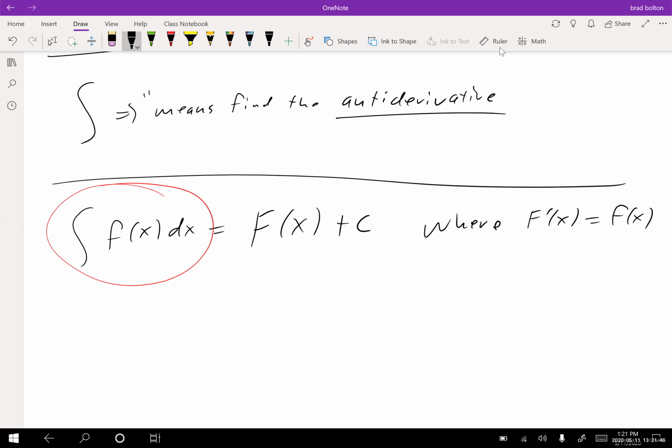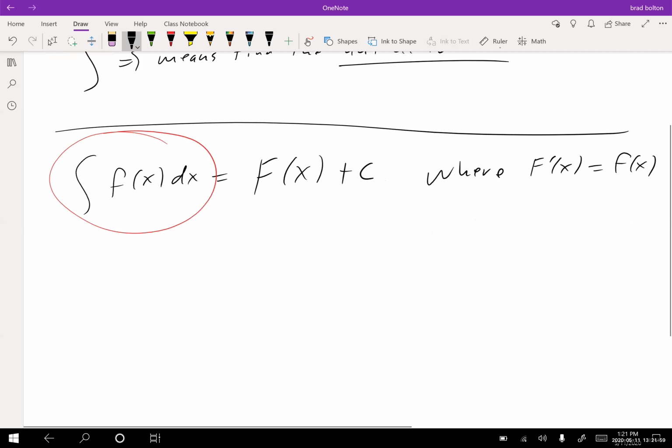So remember I talked about this, that whenever you wanted to see if your antiderivative was correct, you could always take the derivative of it. And if you get back to where you started, if you get back to the integrand, then you know that you found the correct antiderivative. So let's try a little practice with this.